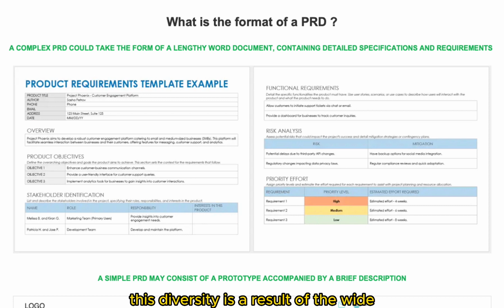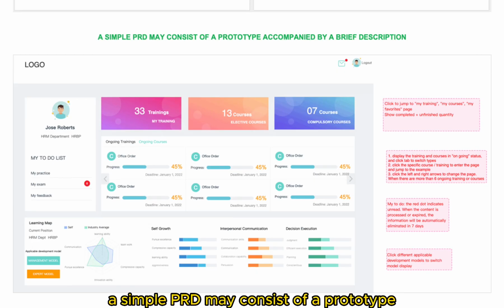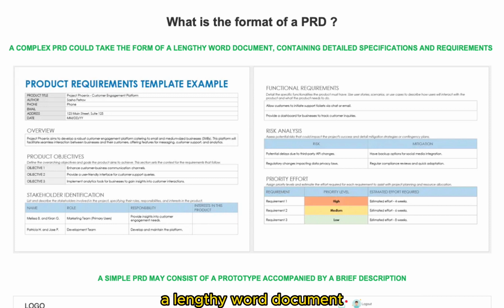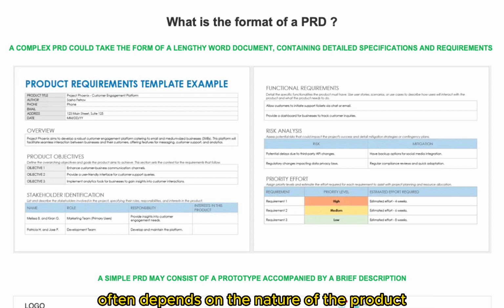The format of a PRD varies widely across the industry, with each company adopting its own unique approach. This diversity is a result of the wide-ranging nature of industries and the specific needs of different organizations. A simple PRD may consist of a prototype accompanied by a brief description, while a more complex PRD could take the form of a lengthy Word document, containing detailed specifications and requirements. The choice of format often depends on the nature of the product and the preferences of the development team.